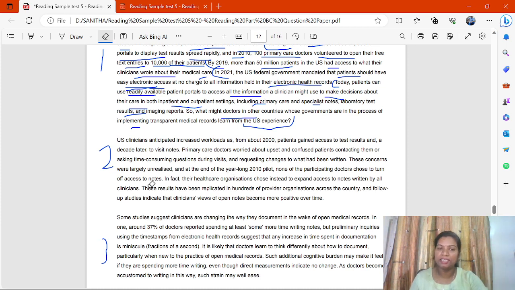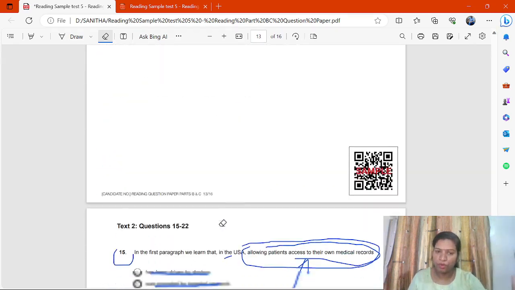These concerns were largely unrealized and at the end of the year-long 2010 pilot, none of the participating doctors chose to turn off access to notes. Okay, got it? In fact, their healthcare organizations chose instead to expand access to notes written by all clinicians. These results have been replicated in hundreds of provider organizations across the country, and follow-up studies indicate that clinicians' views of open notes become more positive over time. Okay, this is the passage we got. Then we come to the options.